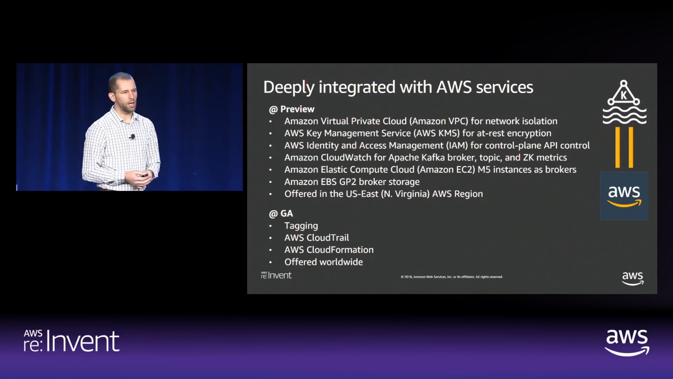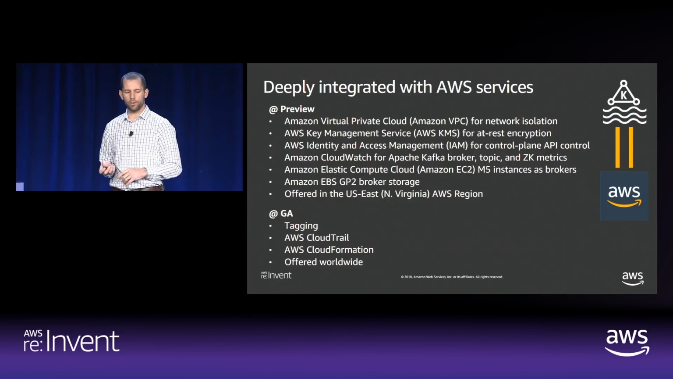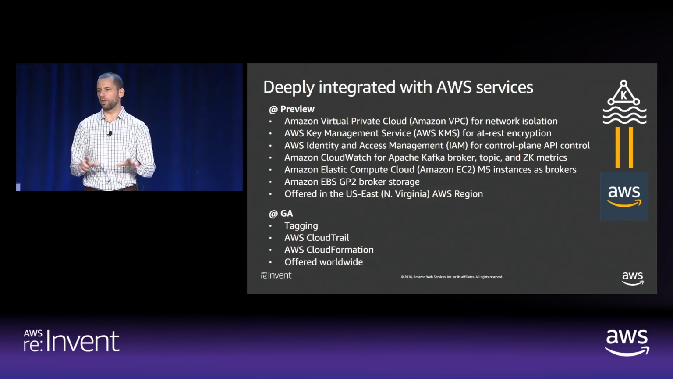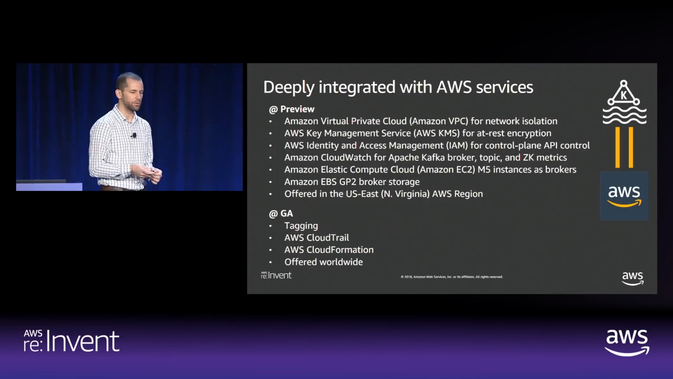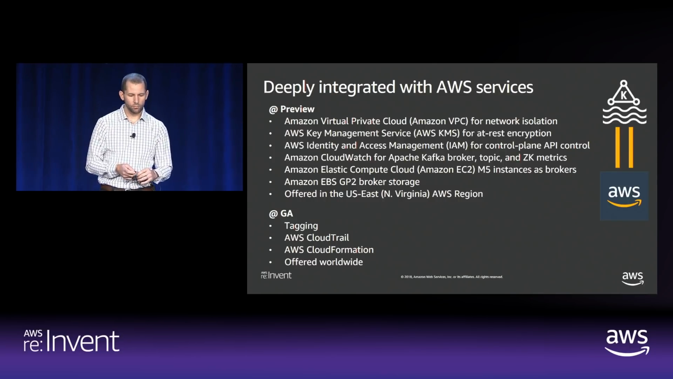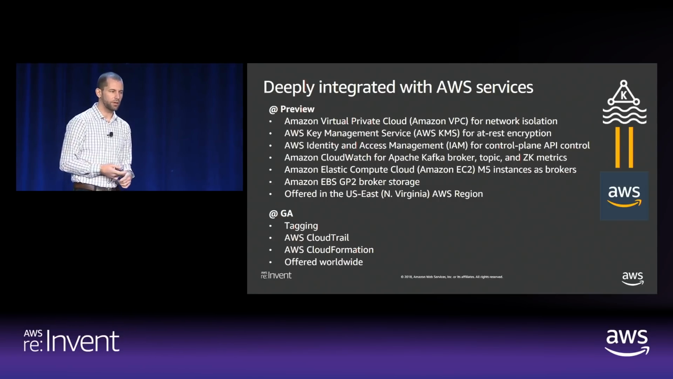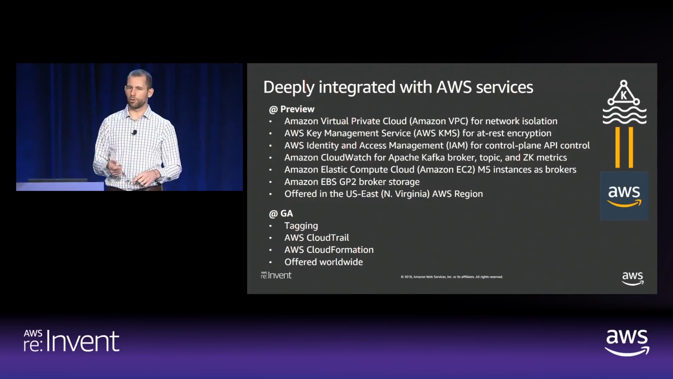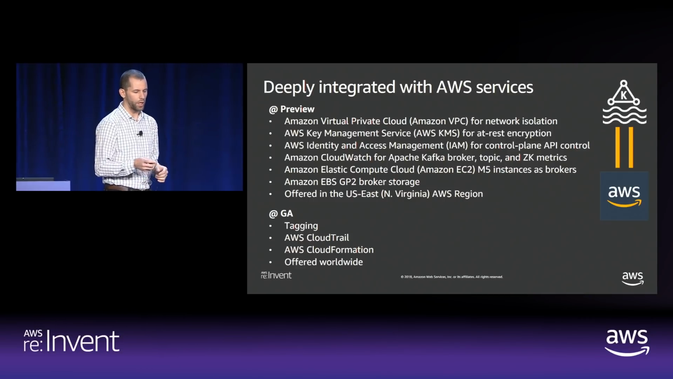We're driving the metrics from Kafka into CloudWatch, for brokers, topics, and Zookeeper. And we're using M5 instances in preview. We'll expand that portfolio based on your feedback, so if you need different instance types, please let us know. And we're using GP2 storage for EBS. It's available in US East. In GA, you'll have the capability to tag your resources within a cluster. CloudTrail is likely to be supported in the next couple of weeks. CloudFormation as well, and then it will also be offered worldwide.